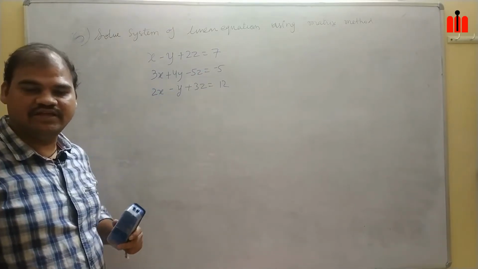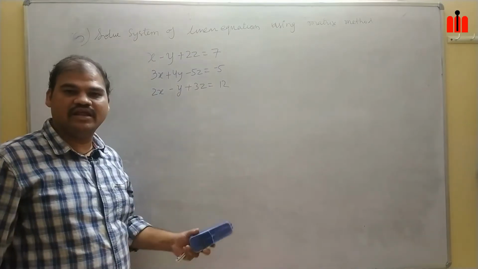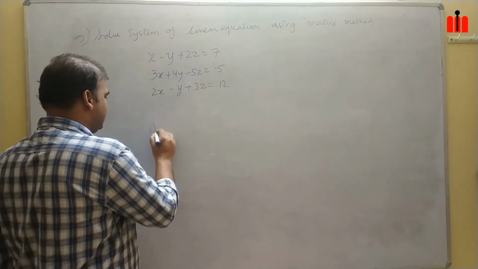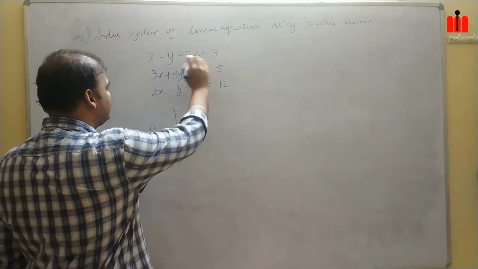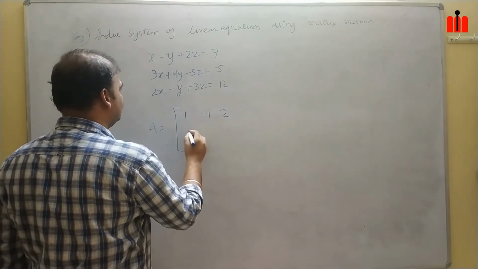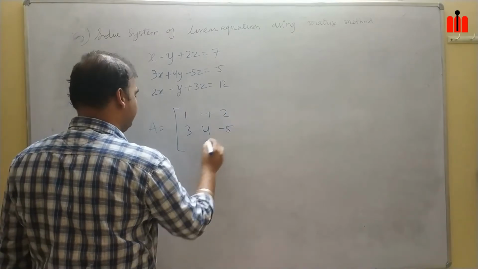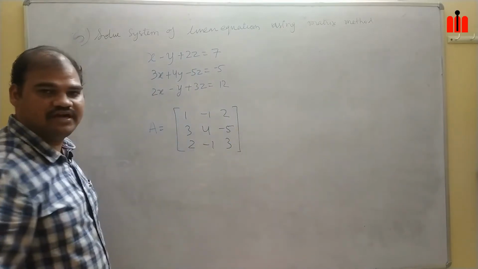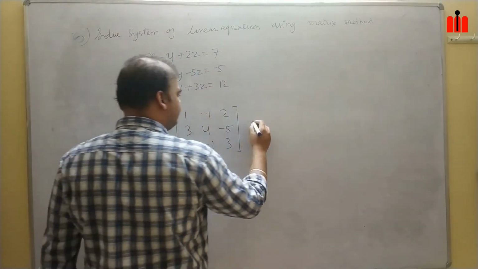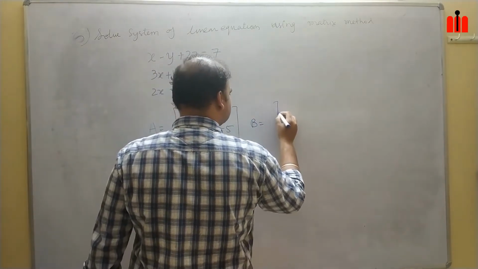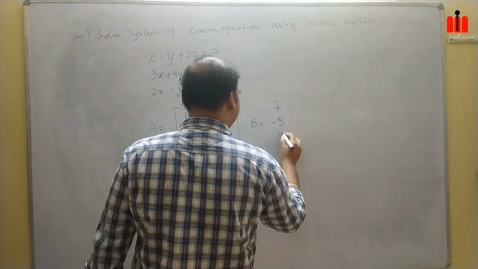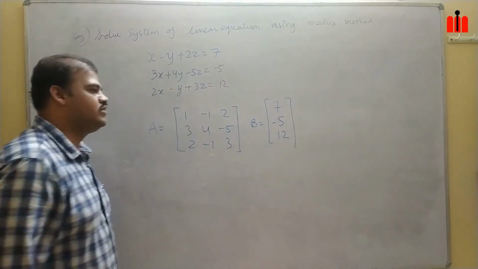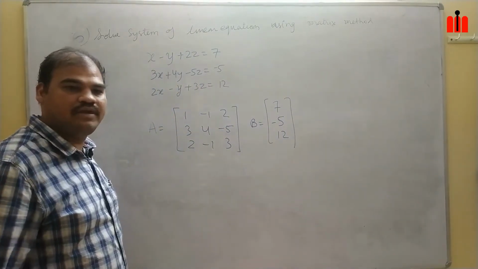Problem number 6 is a 3-variable linear equation. In this, we have to find the values of x, y and z. First let me write the A matrix. The A matrix will be 1, minus 1, 2, 3, 4, minus 5, 2, minus 1, 3. These are the coefficients of x, y, z in each equation. What will be my B matrix? B will be 7, minus 5 and 12.